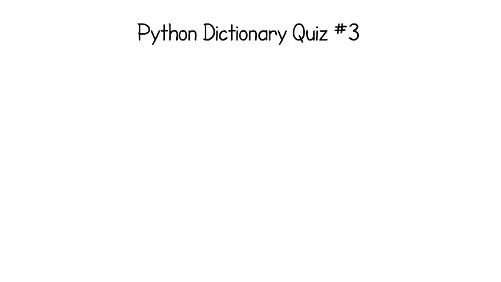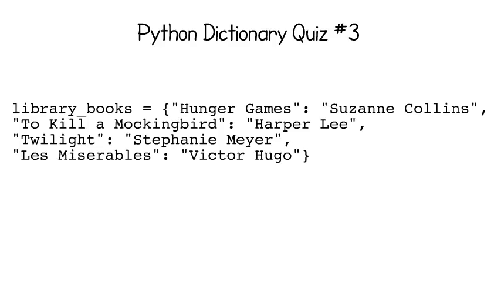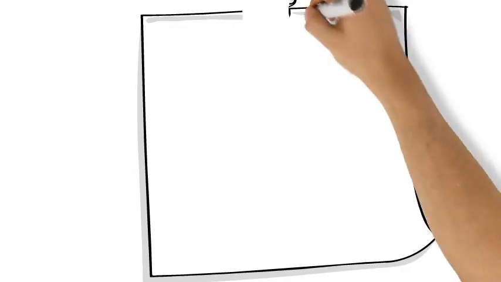Awesome! We've made it to our last question. Create a dictionary with these library books, using the titles of the books as keys and the authors as the values. Here's my answer. If your key value pairs appear in a different order, your answer is also correct. Like we mentioned before, dictionaries are unordered.